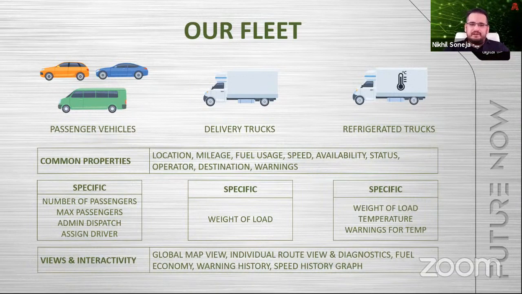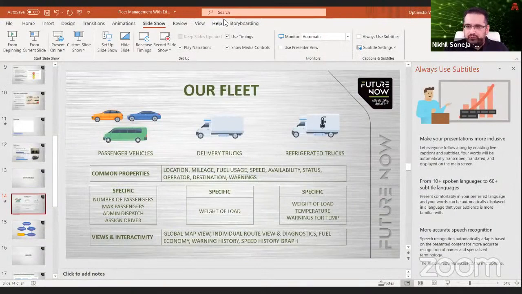This is our fleet that we are going to be modeling for. They're passenger vehicles, delivery trucks, and refrigerated trucks. So those are our three main categories. Apart from that, we've also isolated the common properties to all vehicles and the specific properties to each vehicle. So we've done that, and we've broadly defined our global map view. You just need to keep this in mind. And like I said, I'm going to stop this share and move back to my browser share.